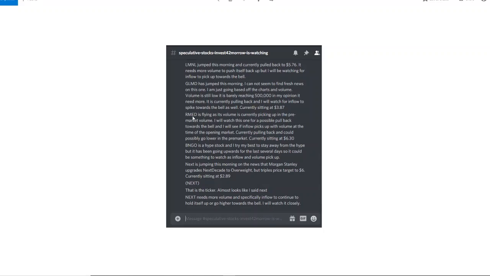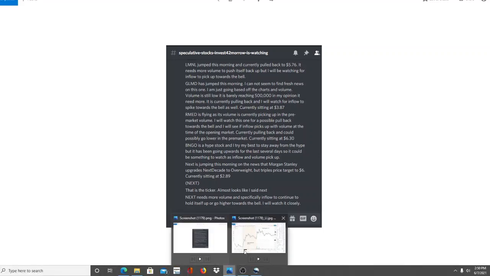Now, RMED was one of our home runs. BNGO turned out to be pretty well, and NEXT turned out to be a home run as well. So we're going to look at these points. We caught RMED at 630, BNGO was in the 7s, and NEXT, we caught this one at 289. So let's go ahead and look at these charts together.